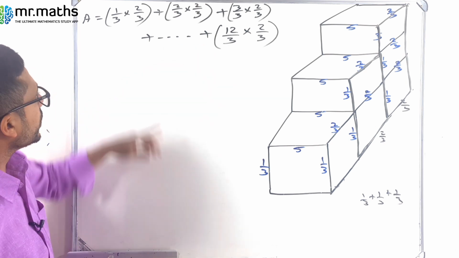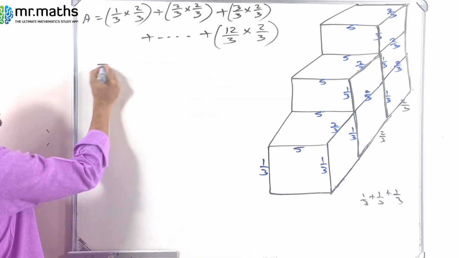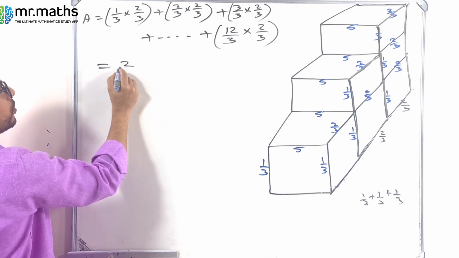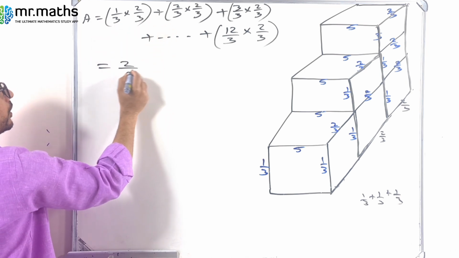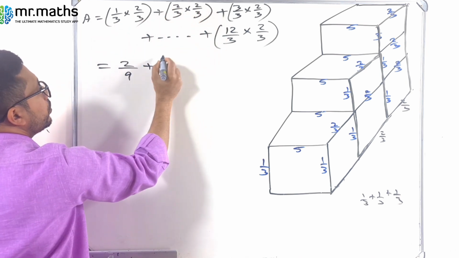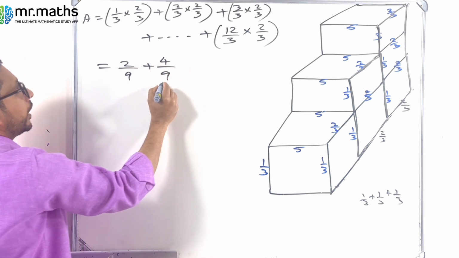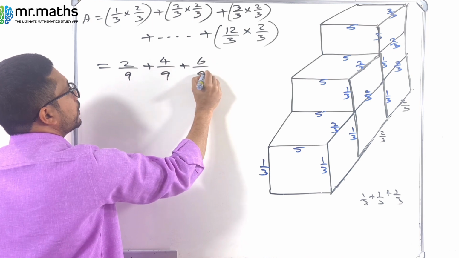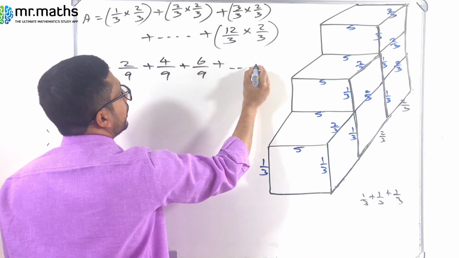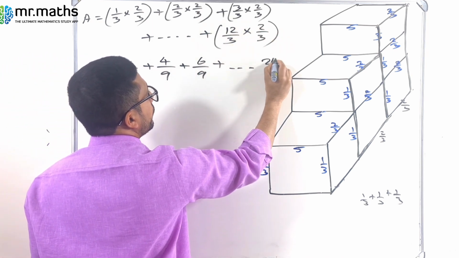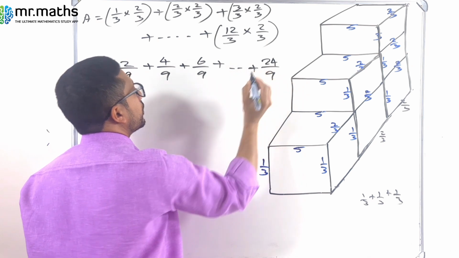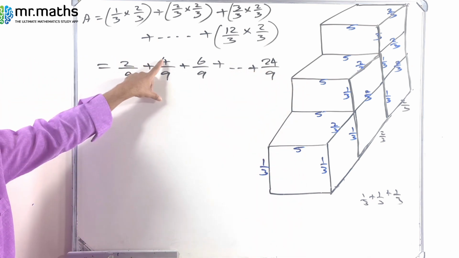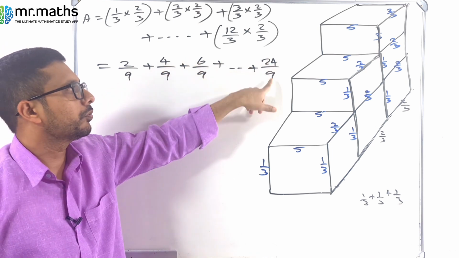So now what is the answer of this one? I'm not going to simplify here now. 1 times 2 is 2 over 3 times 3, 9, plus 2 times 2, 4 over 9, plus 3 times 2, 6 over 9, plus etc., 12 times 2, 24 over 9. So this is a sequence. Can you see 2 over 9 plus 4 over 9 plus 6 over 9 plus 24 over 9?